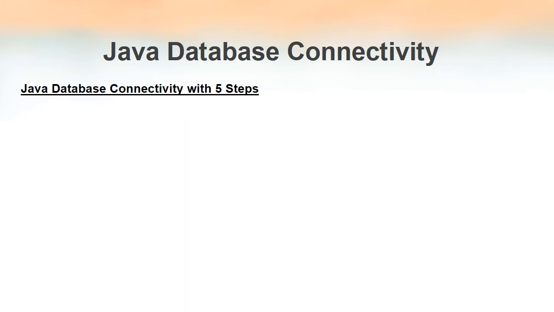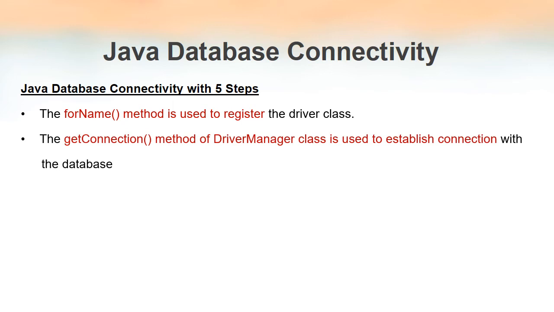As mentioned just now, the first step for using JDBC is to register the driver class. So how to do that? For that, we have a method named forName. This method is used for registering the driver class. The second step in JDBC is to get the connection, to create the connection. For that, we have to use a method named getConnection. This method is inside the driver manager class. So the method getConnection inside the driver manager class is used for creating a connection with the database.